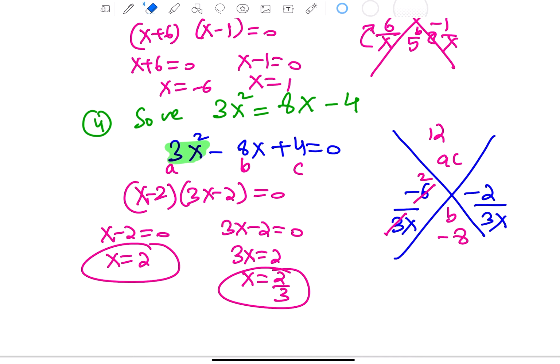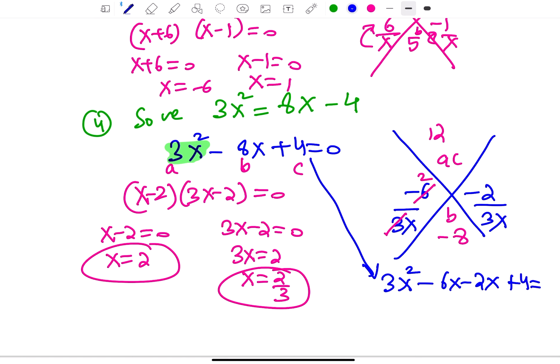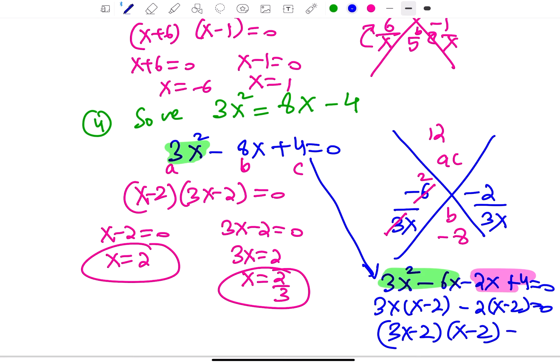Again, if we did not want to use the bottoms up method, once we think of the two special numbers, we could say 3x squared minus 6x minus 2x plus 4 equal to 0, and then group the first two terms together, group the last two terms together. We could factor by grouping: 3x(x minus 2) minus 2(x minus 2) equal to 0. So 3x minus 2 and x minus 2 would have been my factors. We would be getting back to the same point.